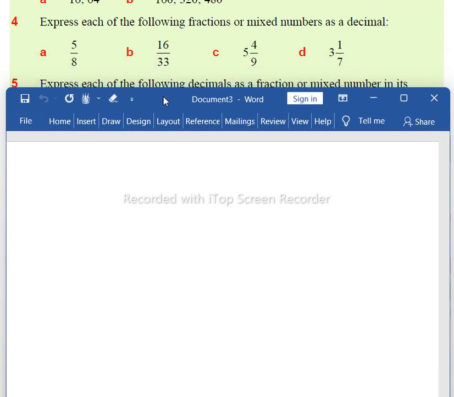Express each of the following fractions or mixed numbers as a decimal.